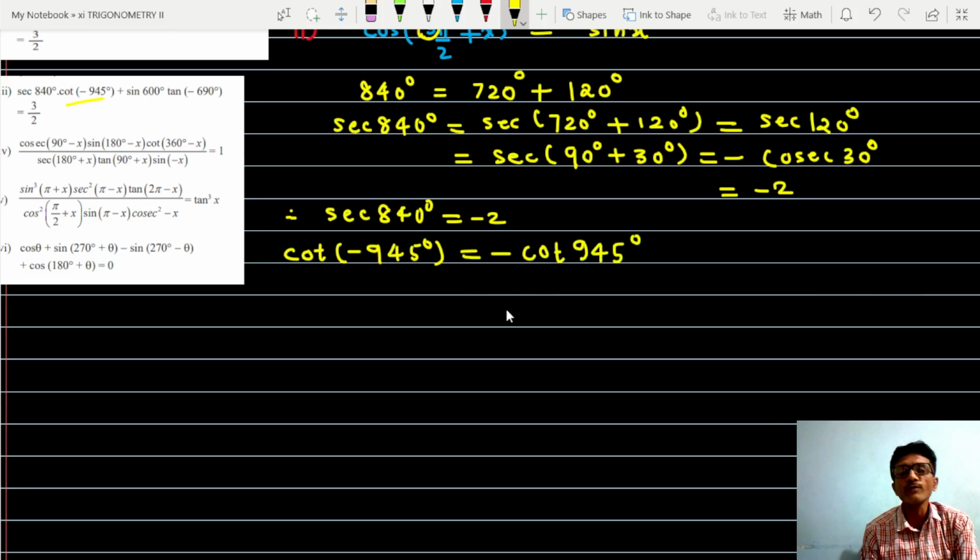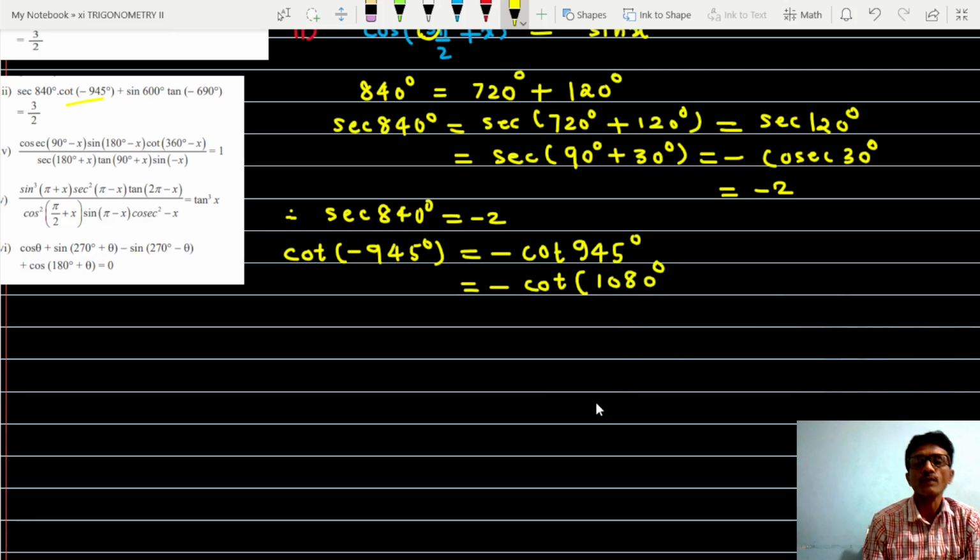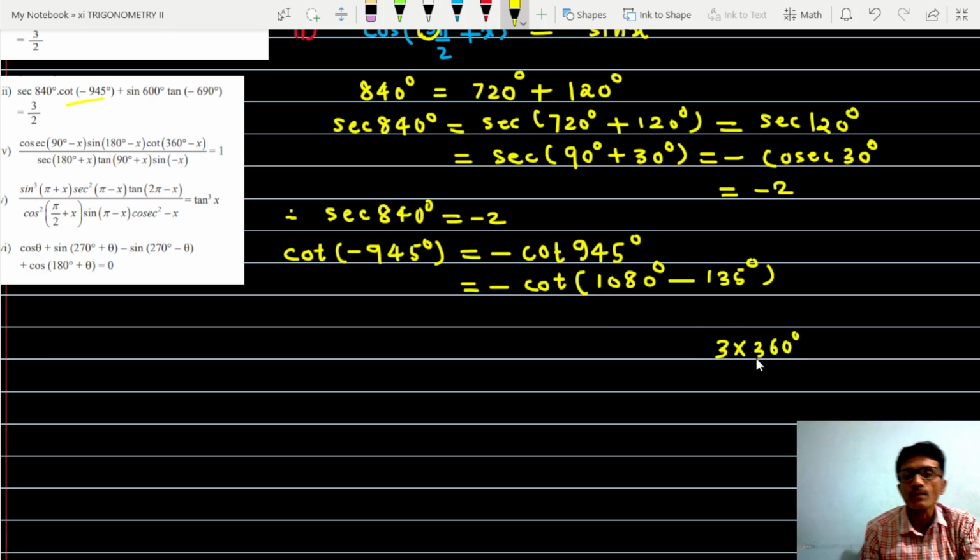Then 945 degree we will write as 1080 degree minus 135 degree. Now this 1080 degree is a multiple of 360, 3 into 360 degree. So 3 into 360 degree minus 135 degree, that is equal to cot of, this minus and this negative sign, we will write it as cot minus cot of minus 135 degree.